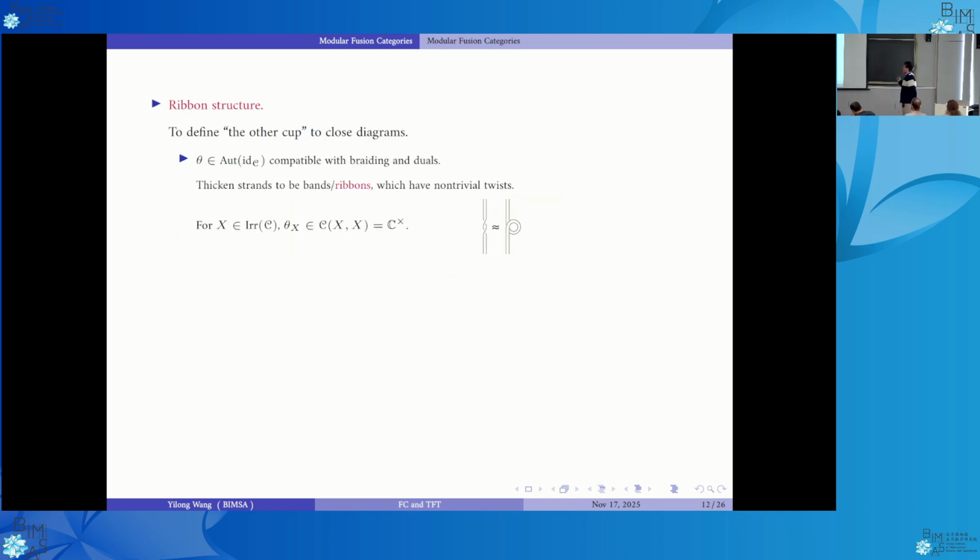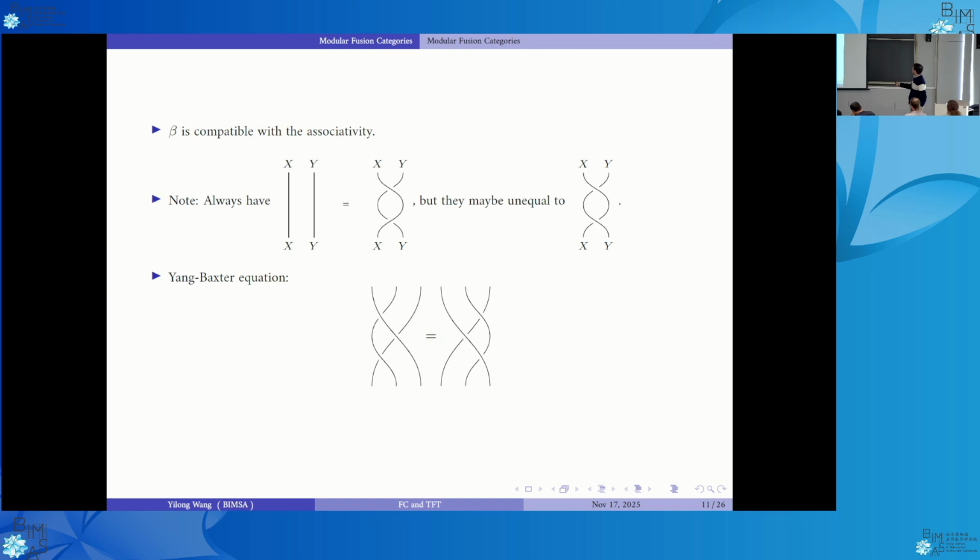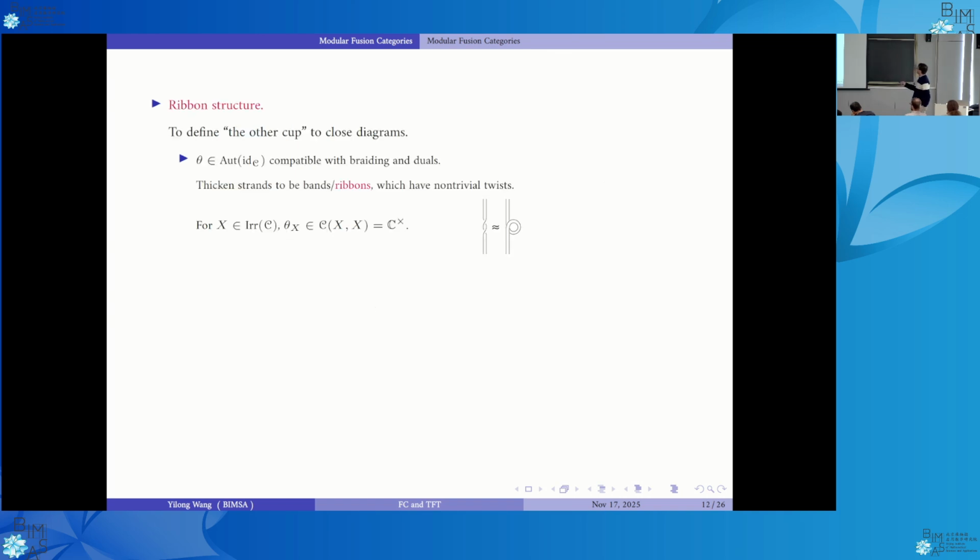But the point is, there's an automorphism of the identity functor that's compatible with braiding and the duals, so that we can think of our strands. Previously, I drew strand diagrams. We think of the strands flattened into ribbons or bands, so that when we twist it, we see something non-trivial. So this is a picture of a ribbon that has a non-trivial twist.